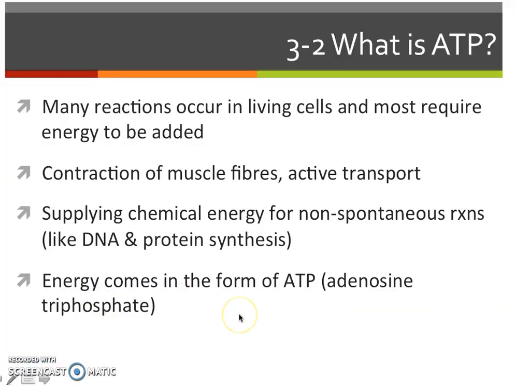This lesson is about what is ATP. ATP is the energy currency of the cell. Many of the reactions that occur in living cells require energy to be added, such as contracting your muscle fibers, making proteins, making DNA, etc. And the energy comes in the form of ATP, which is the cell's biological energy.